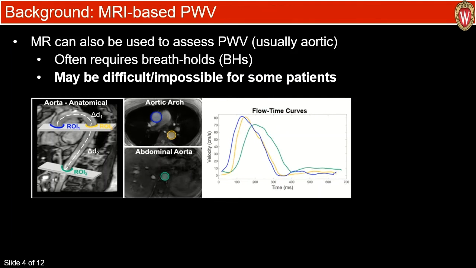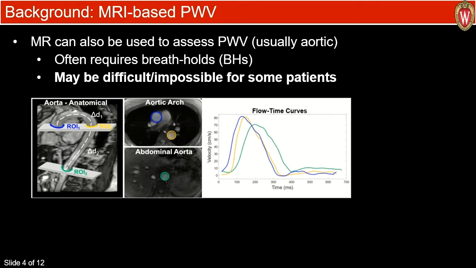2D phase contrast MRI has been successfully used to determine aortic pulse wave velocity by measuring temporal shifts in flow waveforms between imaging planes. An obvious advantage of this method is that we can calculate vessel distances between planes using a separate anatomical scan. When imaging the aorta, respiratory motion is avoided by performing breath hold exams, which usually last around 15 seconds.